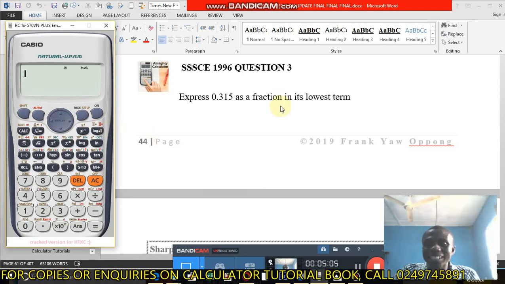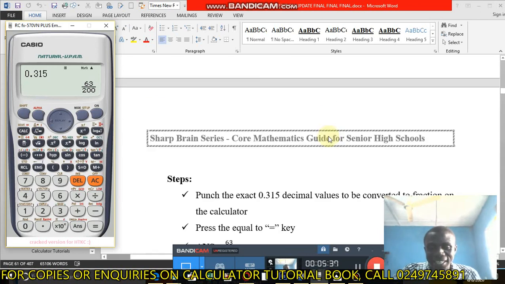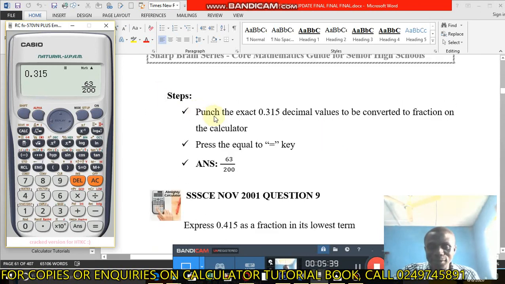We want to express this. We are converting it from this decimal representation to a fraction in its lowest form. So we go to the fraction mode, and we punch what we see here on the calculator, that is 0.315. Then we press equal to. When we press equal to, it will give you the fraction representation of that particular decimal in the simplest way.